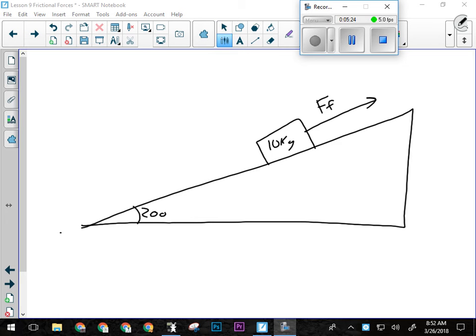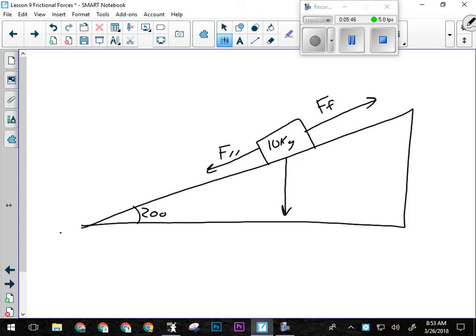So if it's not moving, the forces down the ramp and the forces up the ramp are equal. Okay, what force is pulling down the ramp? F parallel, right. Okay, not gravity. Gravity's pulling straight down. I know we keep wanting to say gravity, but gravity pulls this way. And we're going to need that if we're going to calculate F parallel.